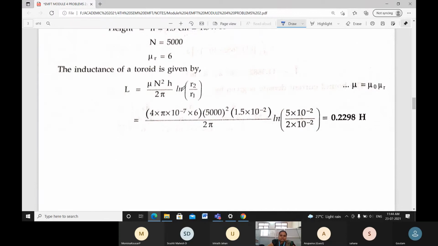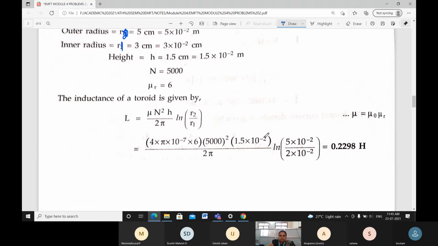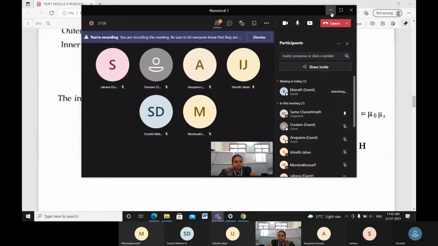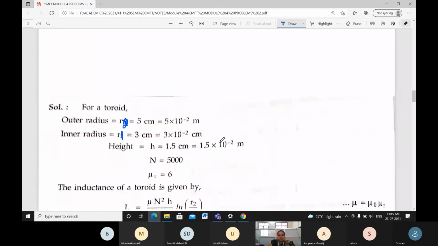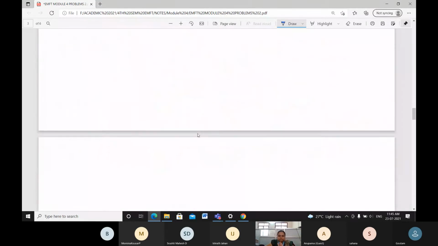L is going to be equal to, in this case, we are going to use the equation mu times n square height divided by 2 pi ln r2 by r1. Again, mu naught into mu r, then n is 5,000 square, then h is 1.5 centimeter, divided by 2 pi, then ln of r2 outer radius to inner radius 5 centimeter to 3 centimeters. Then you will be getting 0.2298 Henries. All the problems based on this topic are simple. Everything is given, just substitute in the equations.